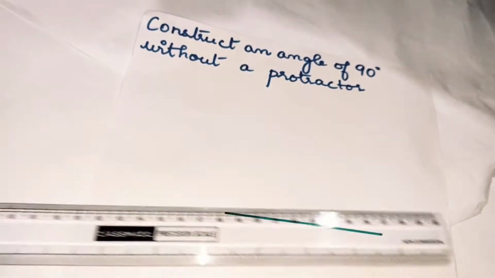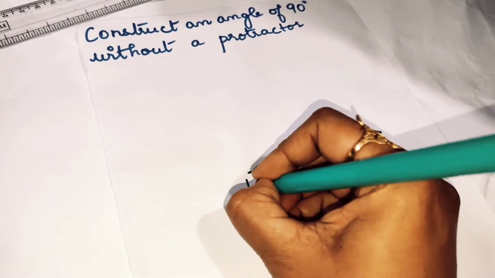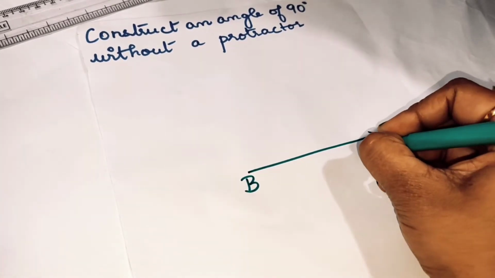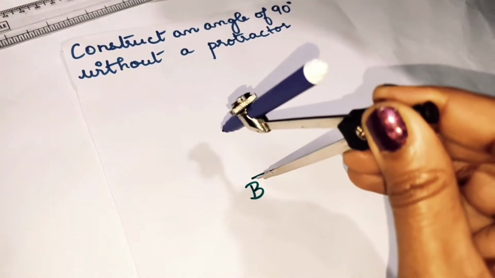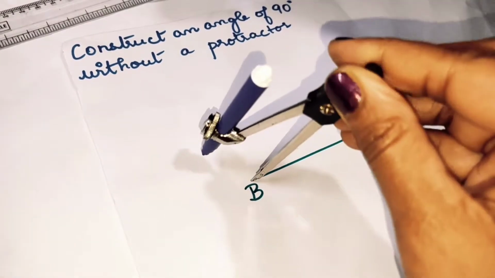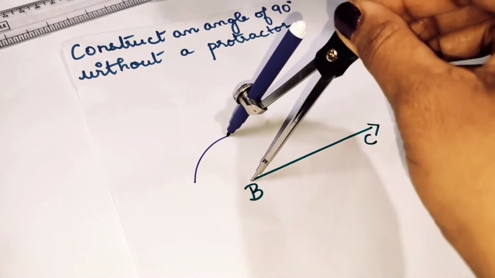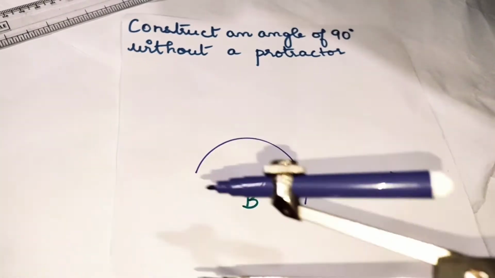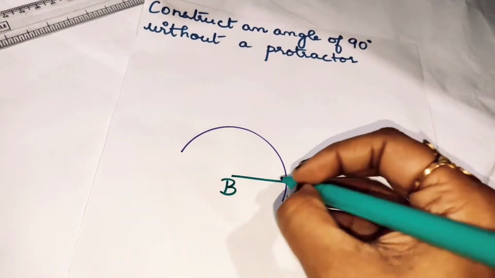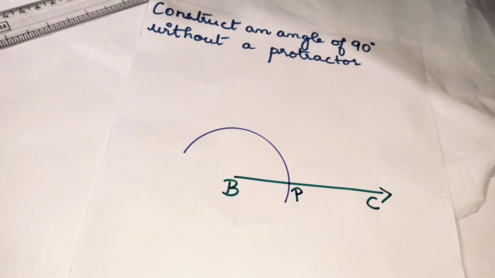First, draw a ray. Let it be BC. Now, choose a suitable radius on the compass. Center the compass at B and draw an arc so that it cuts the ray BC. Let P be the point where the arc cuts BC.